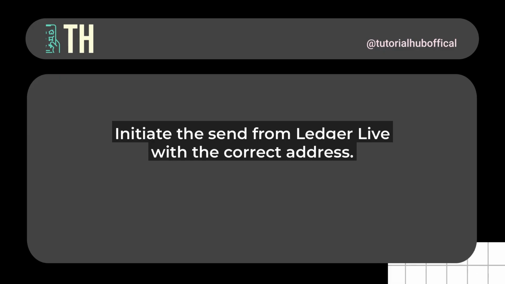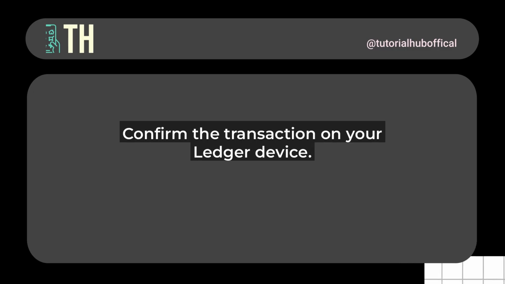Step 3. Double-check the details: amount, address, and fees. Then confirm the transaction on your Ledger device by reviewing and approving it on the screen. This adds an extra layer of security. Once approved, the transfer should process quickly, usually in a few minutes, depending on network congestion.